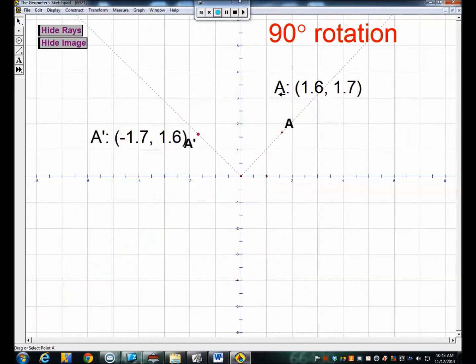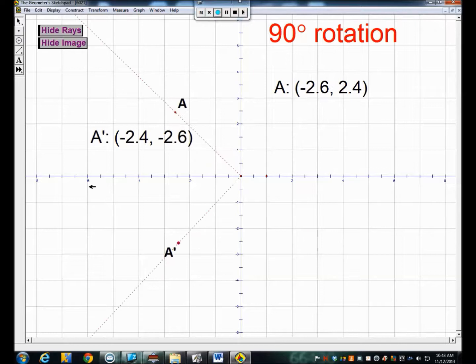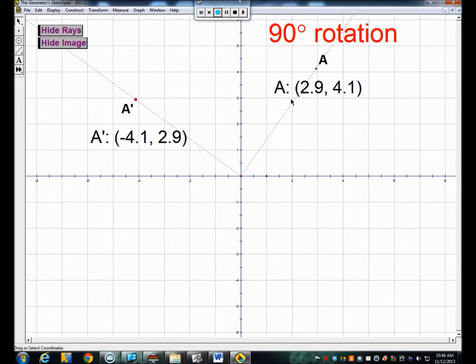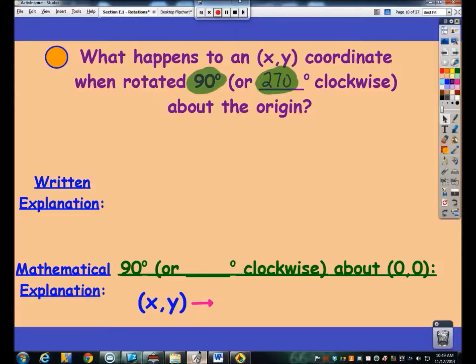So let's spin one more time. Around and around she goes, where she stops, nobody knows. Stop! All right, so our new x-coordinate for our image is the opposite of our old y-coordinate. Our new y-coordinate is our old x-coordinate. No switching involved there. So now let's write our written explanation of what's going on here. There's two parts we have to look at, the x and the y.